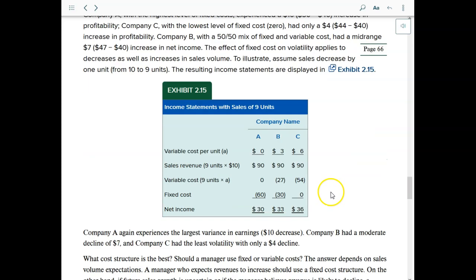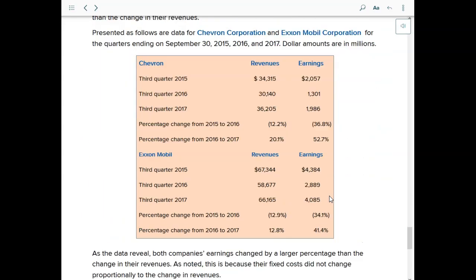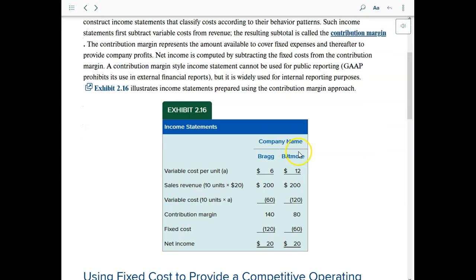So again, this is for, what do you want for your company? How much risk do you want to have in your cost structure? The more fixed cost, the more risk. But if sales go up, more reward. If you have more variable cost, there's less risk. But when sales go up, there's not quite the reward. But if sales go down, you're not hit as hard on the bottom line. So read the rest of this yourself on this page. Let's go to the next page. Here is a contribution margin format for an income statement.